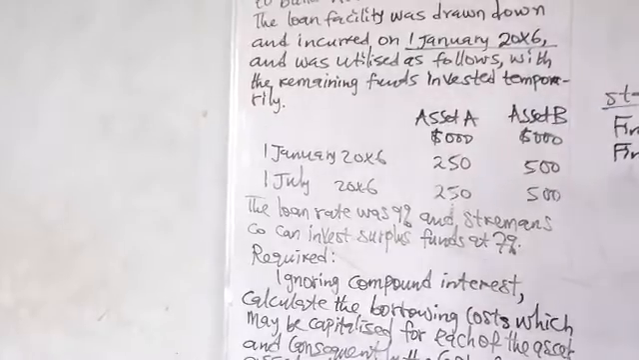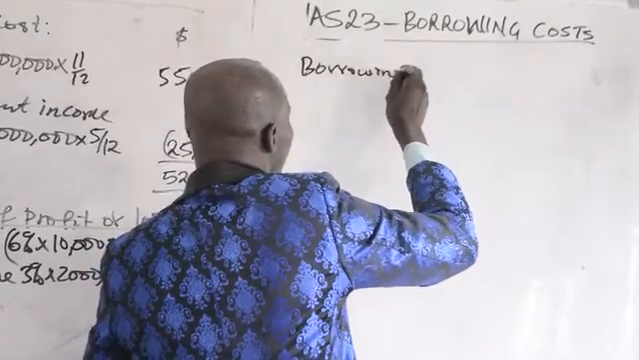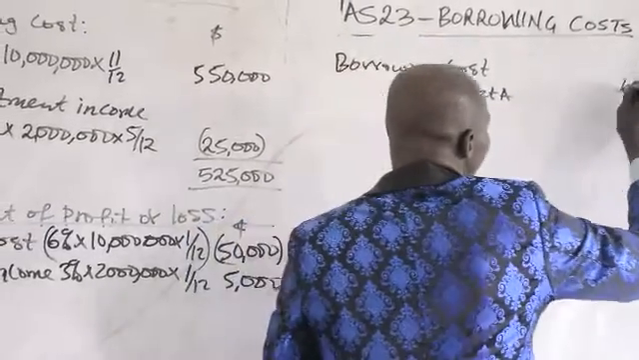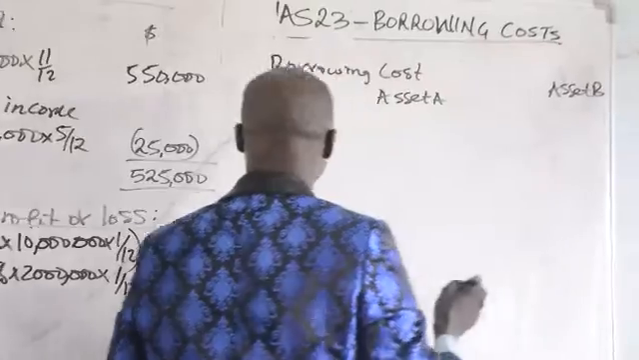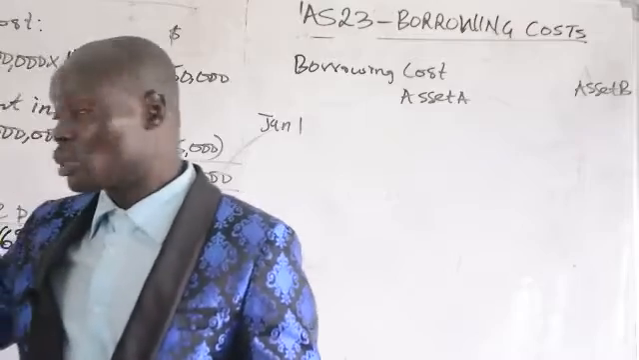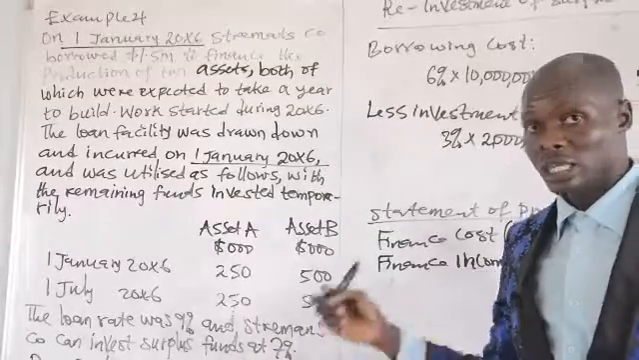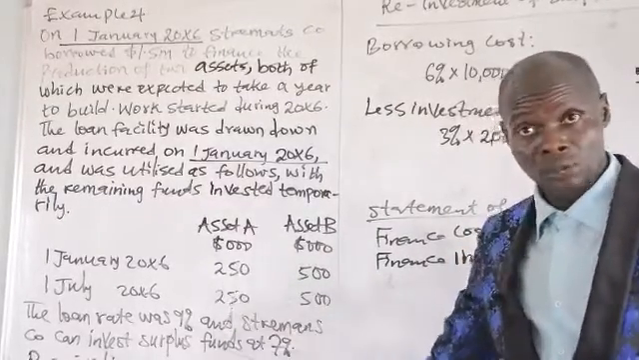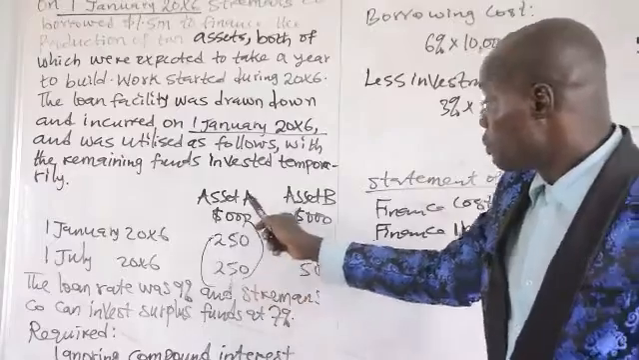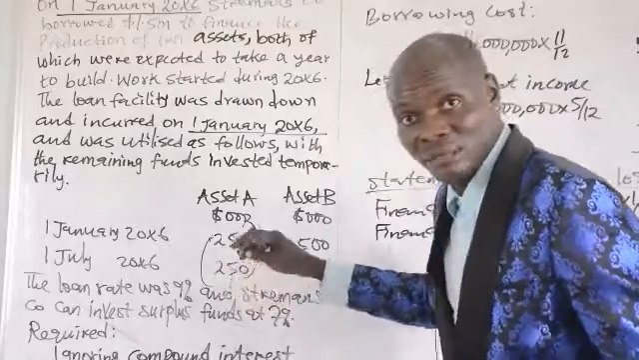So borrowing cost eligible for capitalization now. We have asset A and asset B. So the first one is January 1st. I've told you that the entire borrowing cost, 250 and 250, the total amount used to finance the project is what you need to pay interest on. That means interest will still be paid on the whole 500,000, not on 250. You are going to pay interest on the whole 500,000 for the whole year, since you have borrowed the whole money at the beginning of the year.